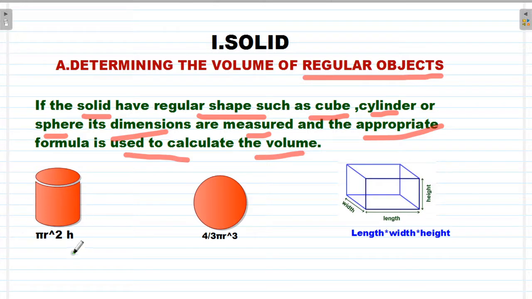In the picture, this is a cylinder. The radius of the base is r. The depth of the cylinder is h. So the formula for the volume of a cylinder is pi r squared h.